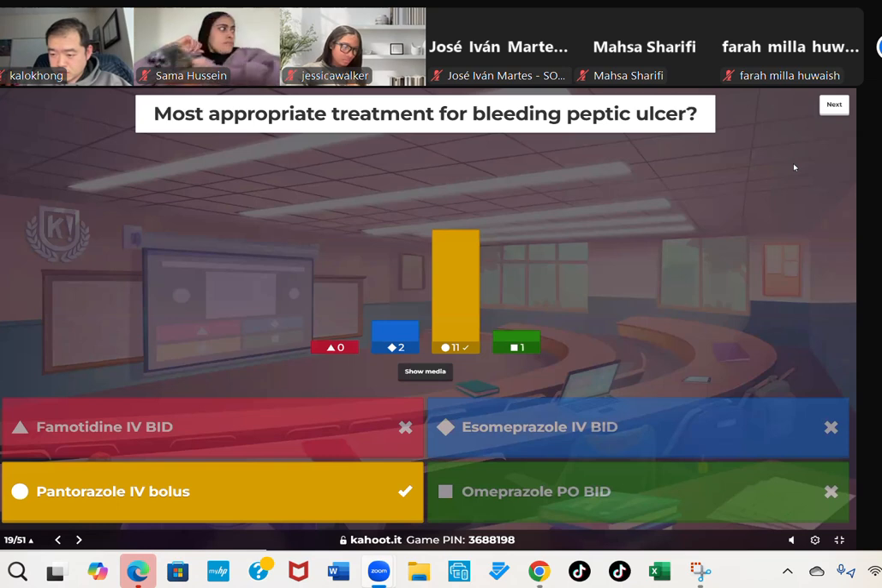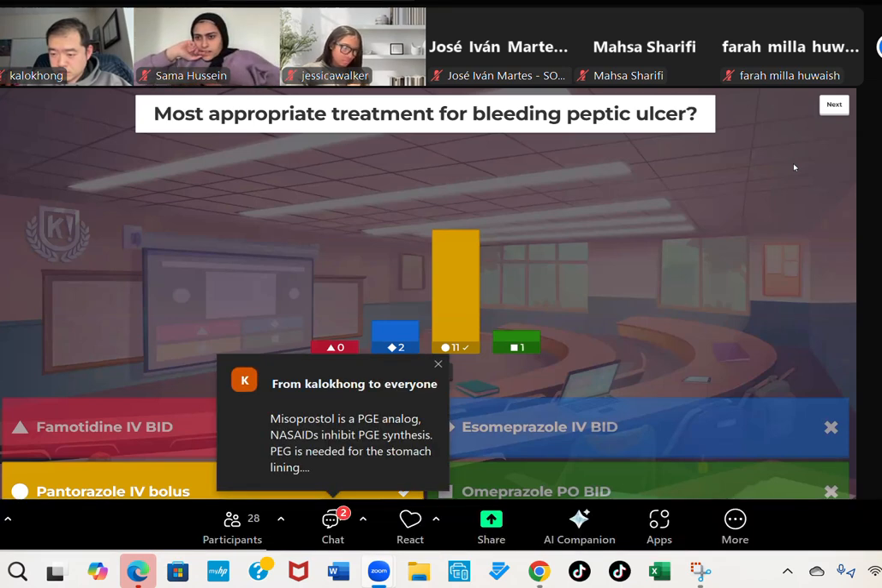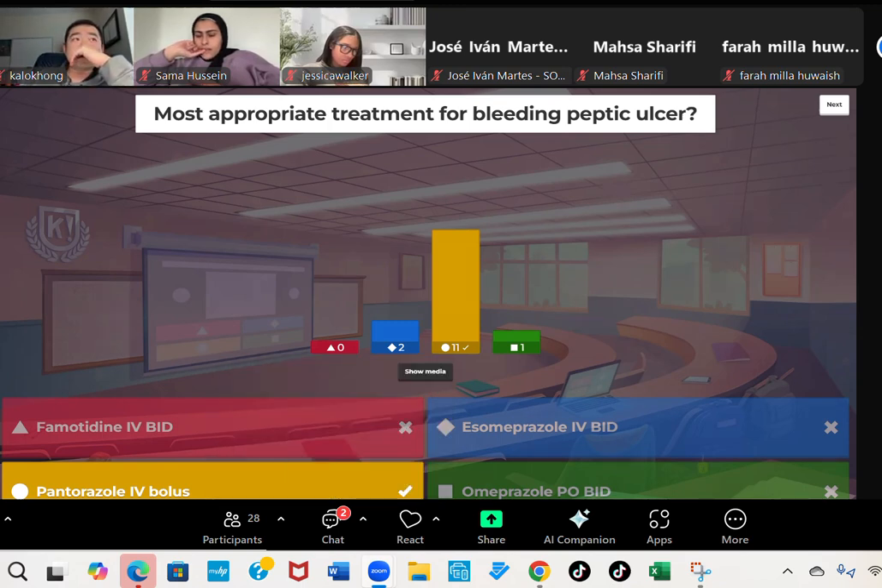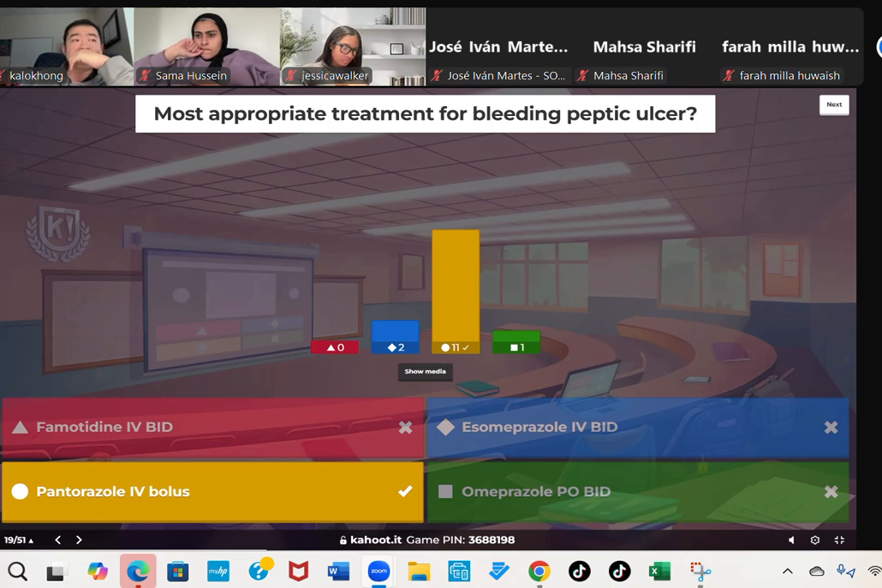All right, excellent. So why do we want to use that IV bolus? To inhibit, like, very fast those proton pumps. Yes. So the IV bolus plus the continuous infusion is going to start working a lot faster than the oral. So it's going to bring that pH up faster, stabilize the bleeding to stop the bleeding, stabilize the clot, and promote healing.